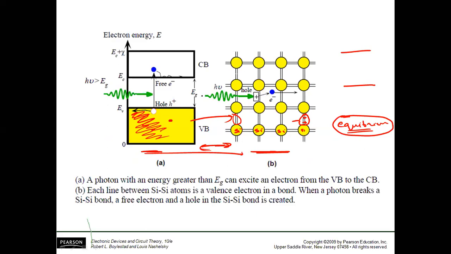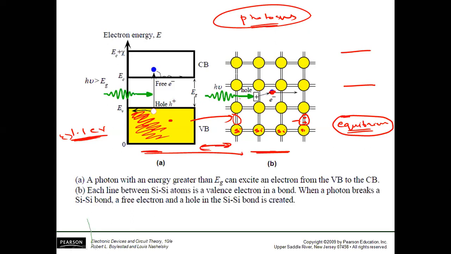Now suppose, by providing an external source of energy, let's say 1.1 eV for silicon, 1.1 eV is required to break one bond, or energy greater than 1.1 eV. Let's say I have provided some external radiation, and radiation means photons. Photons are kind of particles. The energy was greater than 1.1 eV, and it falls on this bond, and this electron now absorbs this energy.